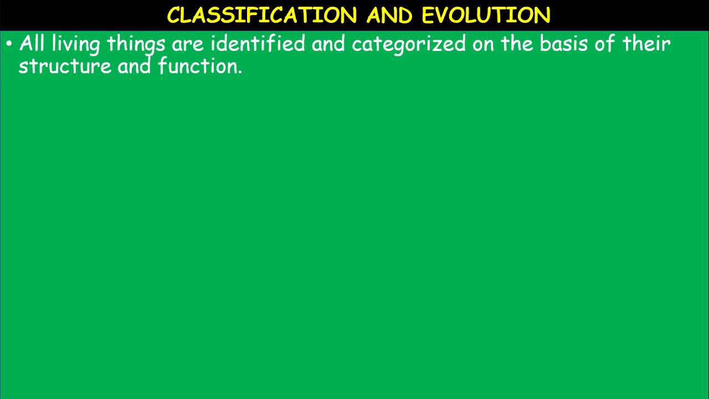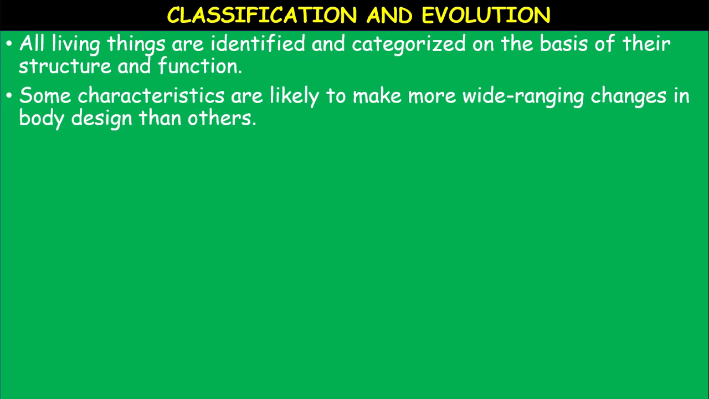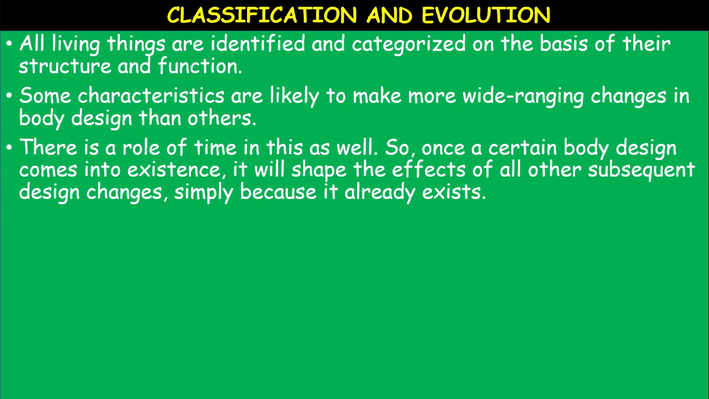Classification and evolution are closely related. All living things are identified and categorized on the basis of their structure and function. Some basic characteristics are there in all living organisms. Some characteristics are likely to make more wide-ranging changes in body design than others. There is a role of time in this as well. Definitely, time plays a very important role.